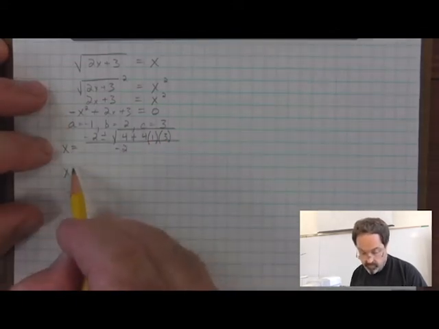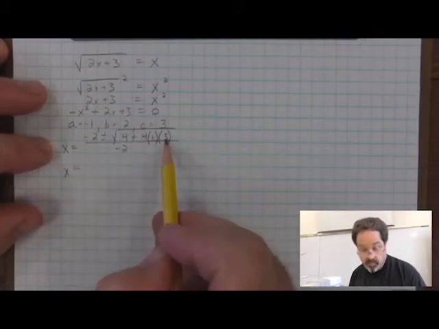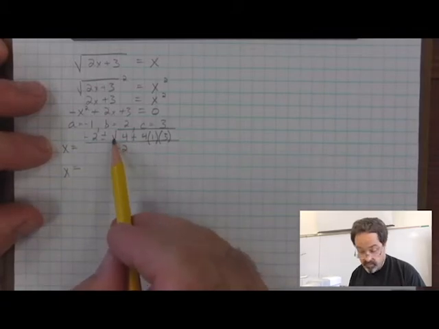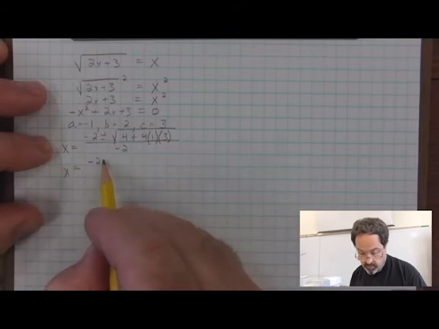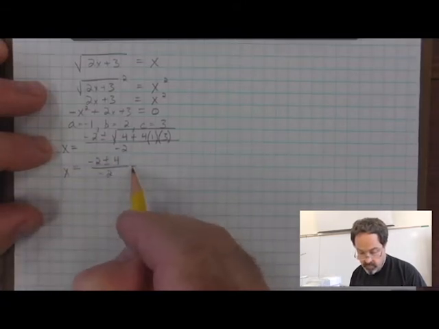Continuing with the quadratic formula, I'm going to simplify the radical. 4 times 1 times 3 is 12. Add 4 to get 16. The square root of 16 is 4. So x is equal to -2 plus and minus 4 all over -2.